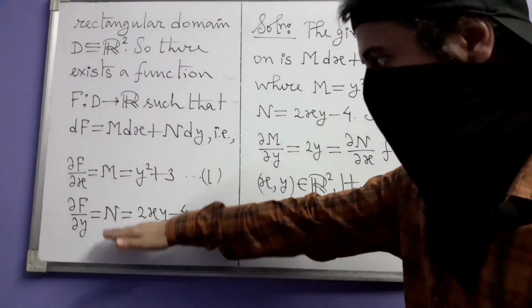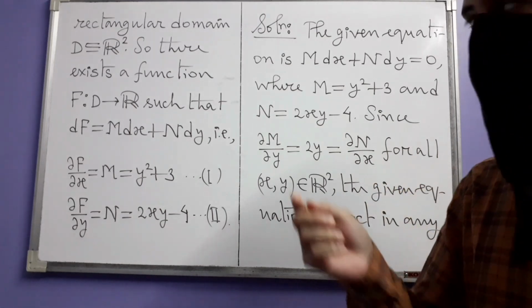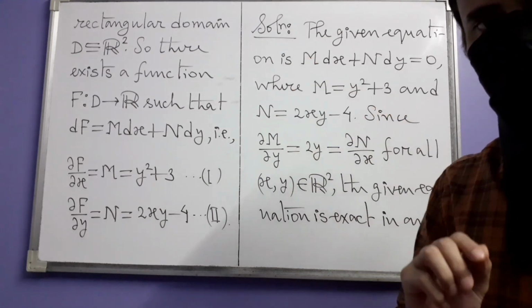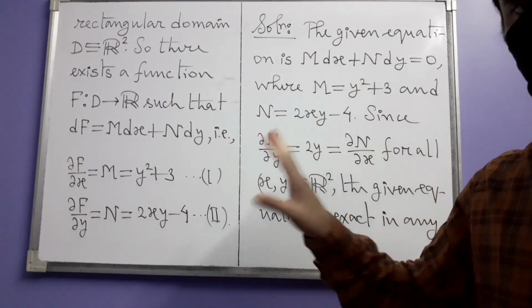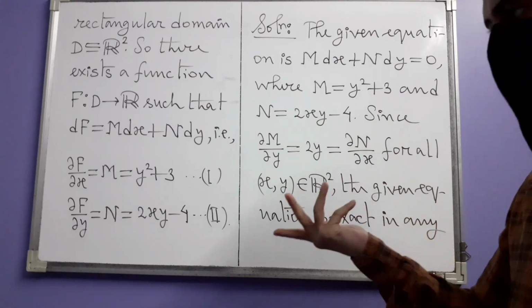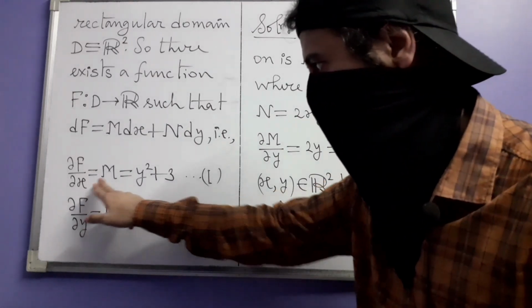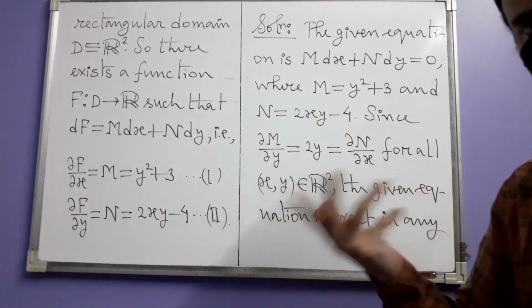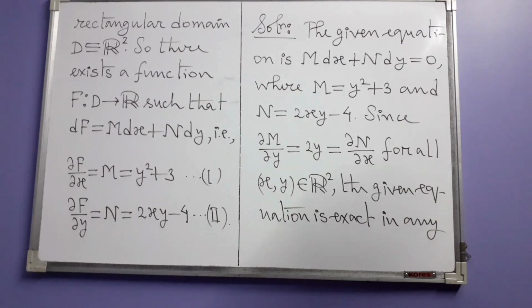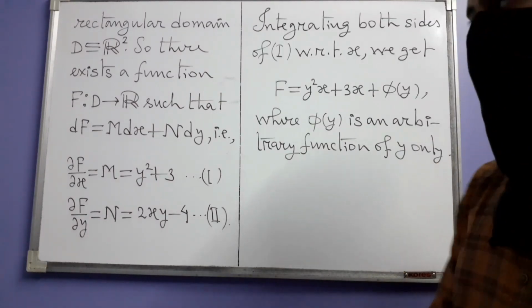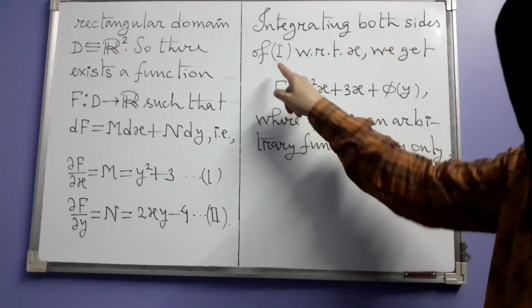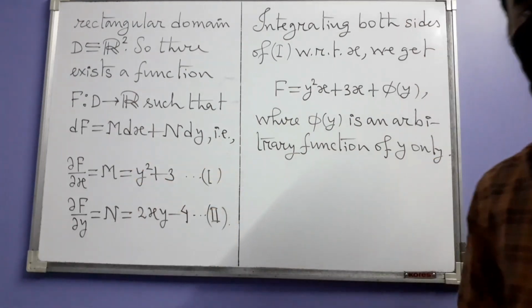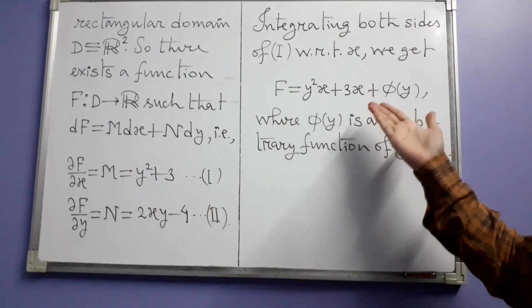And these equations also are true in D, that means for all (x, y) belonging to D, which however we do not write explicitly. And now you know what to do. We are first of all going to integrate this, and then we will proceed from there. So we do just that, integrating both sides of equation 1 with respect to x, you will get this.